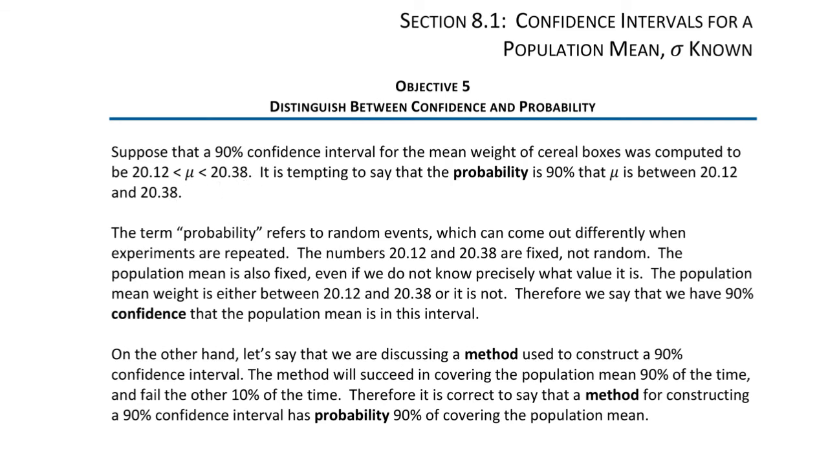In other words, let's say we are discussing a method used to construct a 90% confidence interval. The method will succeed in covering the population mean 90% of the time and fail 10% of the time. Therefore, it is correct to say that the method of constructing a 90% confidence interval has probability 90% of covering the population mean.